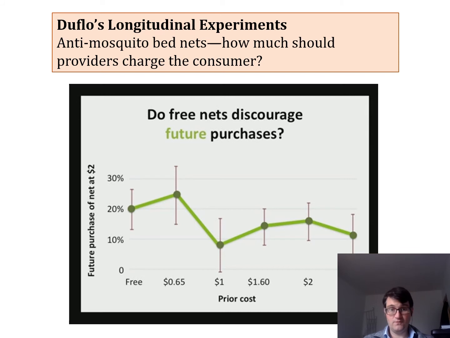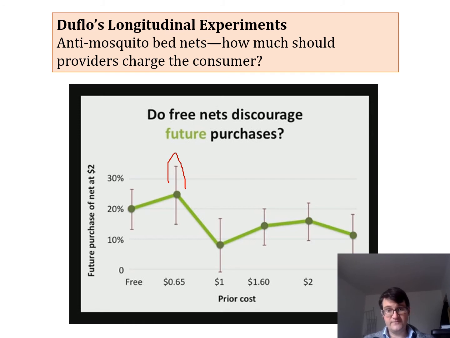The basic idea here is that the y-axis is future purchase of a net at $2, and this is the initial cost on the x-axis. If it's free, people have a 20% chance of repurchasing. If it's 65 cents, they have between 20 and about 24% probability of buying. These bars are error bars, so you can see those ones are pretty comparable to one another.